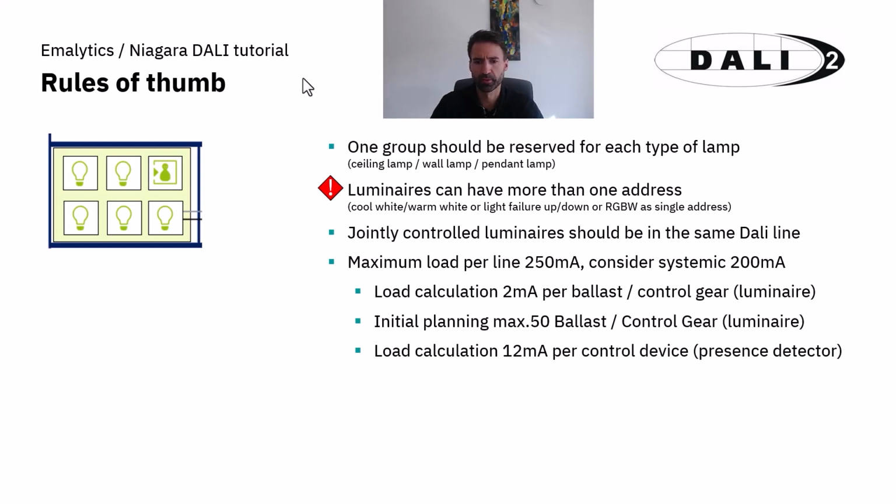Because the power supply of a control gear is external with high voltage, the DALI standard easily limits the consumption per control gear to 2 milliamps. Even when a sensor is externally supplied with high voltage, we have this maximum consumption of 2 milliamps. But for a sensor powered over the DALI line, we need to look into the datasheet for the actual power consumption. For a first rough planning, we can calculate with 12 milliamps per control device.